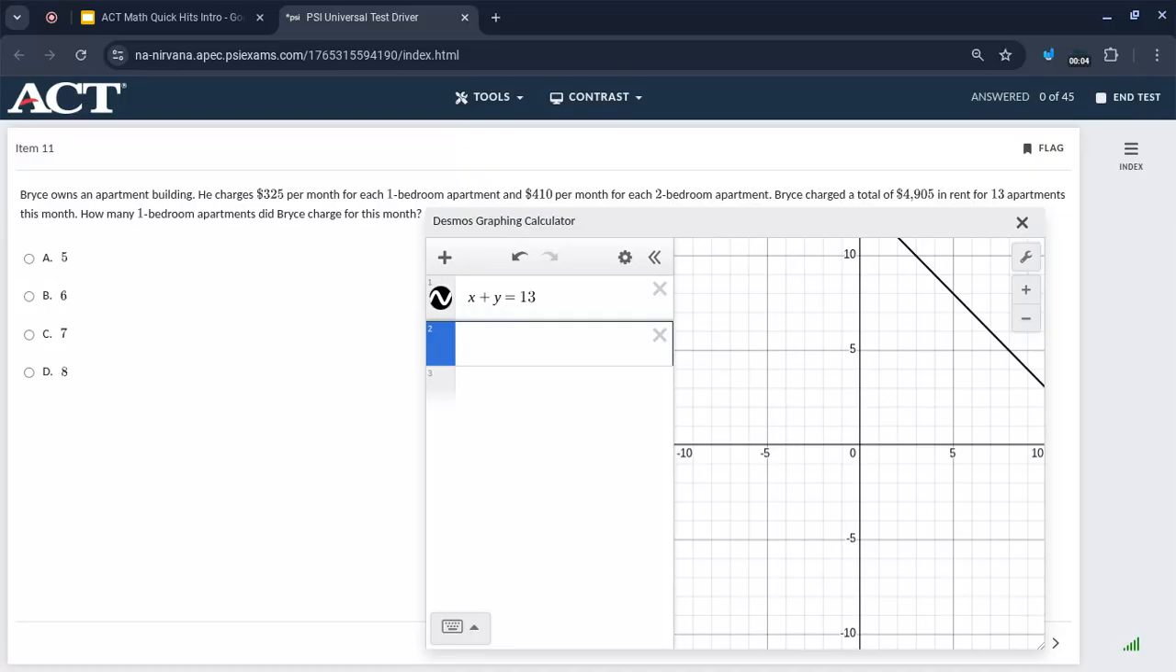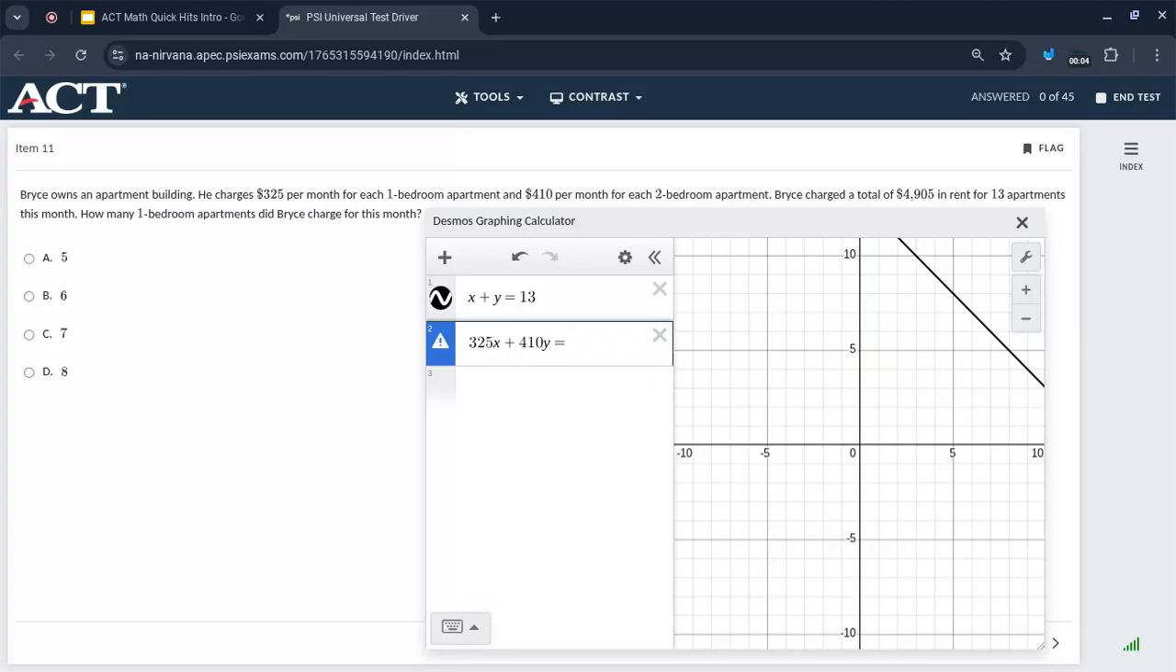So now we do the costs, right? So again, I don't know how many one bedroom apartments there are, but if he rented one of them, it would be $325. If he rented two of them, it would be $650. So the relationship there is that I just multiply the number of one bedroom apartments by $325. And then the exact same relationship with the two bedroom apartments. They cost $410. Again, I don't know how many I rented, but if I call it a Y variable, then that allows me to take that into account.